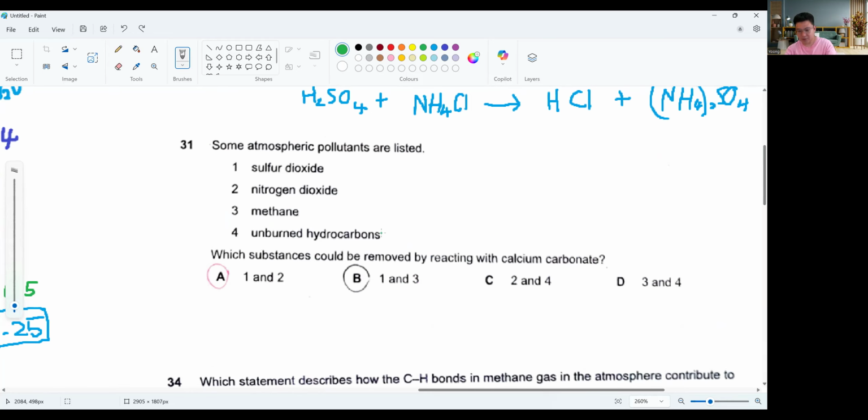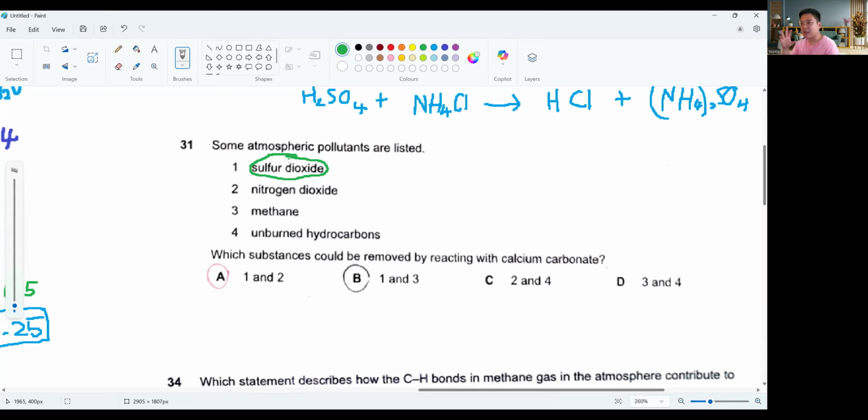Okay, so which substance could be removed by reacting with calcium carbonate? This one, the only way you can do is you have to memorize. Yeah, that's all I can say. Okay? Especially sulfur dioxide. Very, very important.